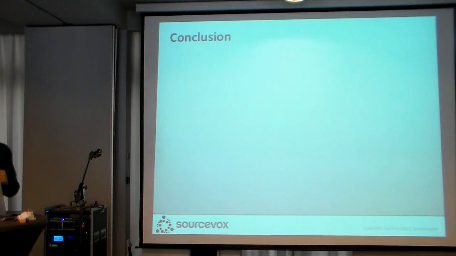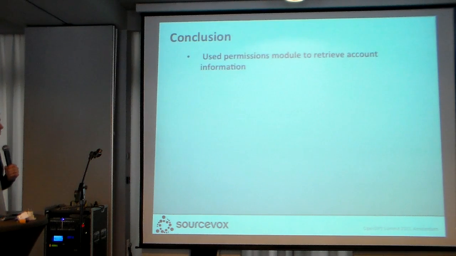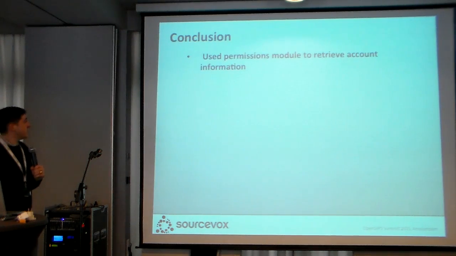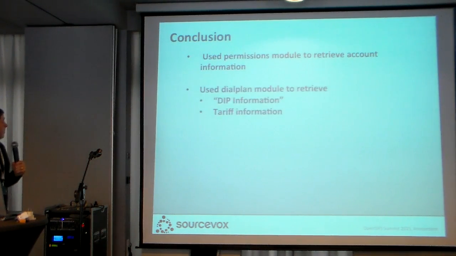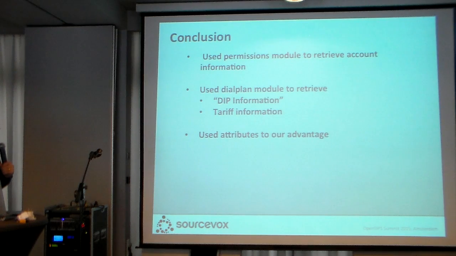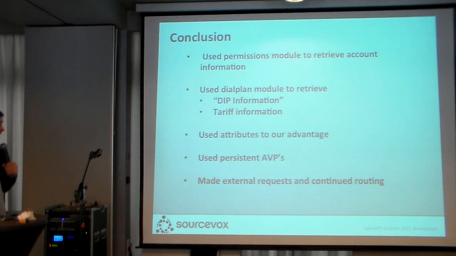So just to conclude really, we've used a permissions module to retrieve account information. We've used a dial plan module to retrieve this DIP information and the tariff information. We've used attributes to our advantage many times. We've used persistent AVPs, so the variables are persisted throughout the transaction rather than just with a single message. And we've made external requests and continued routing.